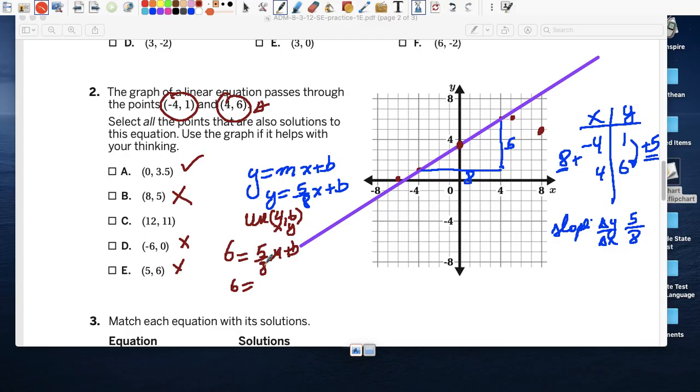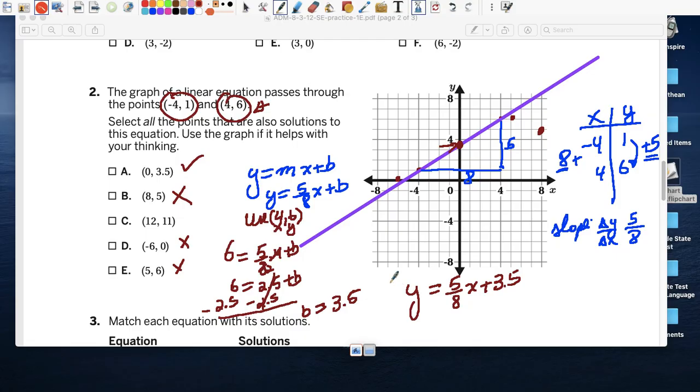6 equals, this is 1, 2, 5 over 2 is 2.5 plus b. Subtract 2.5 from both sides, and b equals 6 minus 2.5, which is 3.5. So that's my y-intercept. And look, we were very close, 3.5. So my full equation is y equals 5 over 8x, my slope, plus 3.5, my y-intercept.